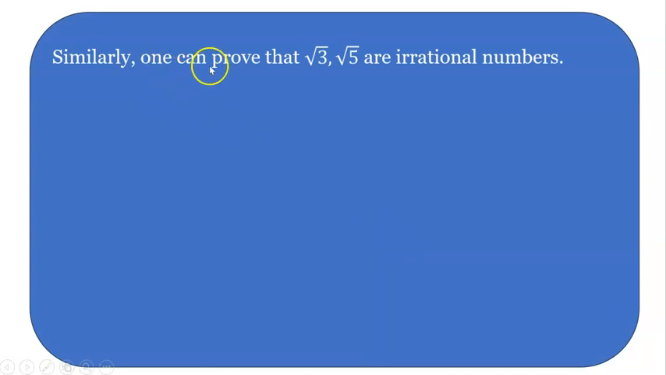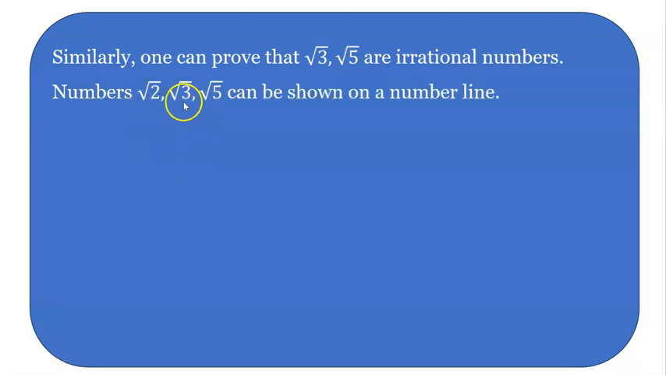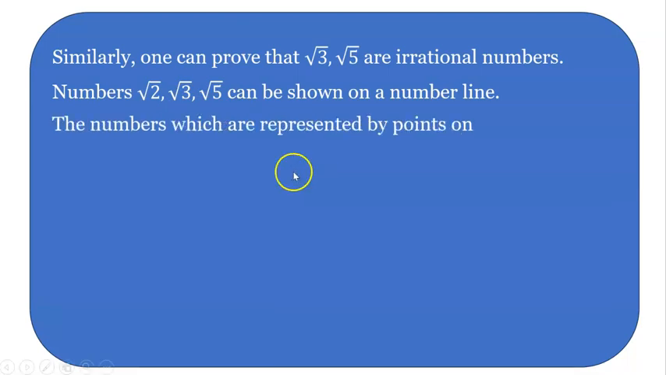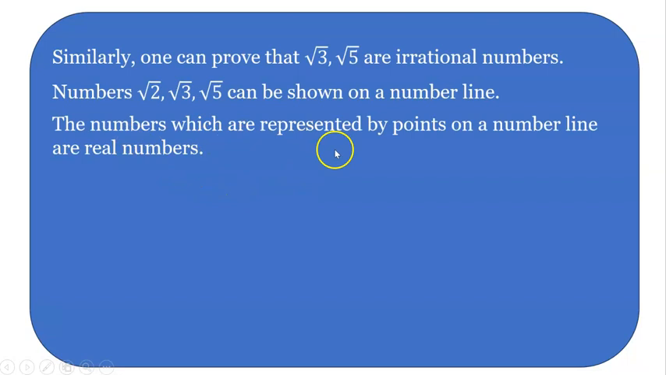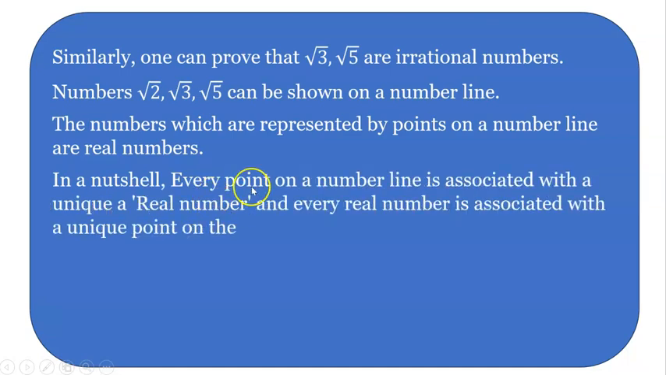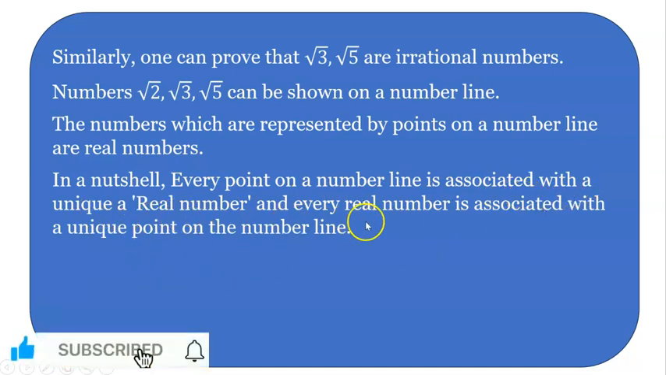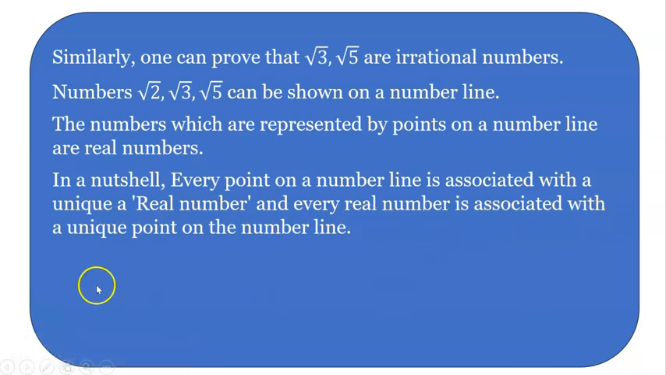Similarly, one can prove that root 3 and root 5 are irrational numbers. Numbers root 2, root 3, root 5 can be shown on a number line. The numbers which are represented by points on a number line are real numbers. In a nutshell, every point on a number line is associated with a unique real number and every real number is associated with a unique point on the number line.